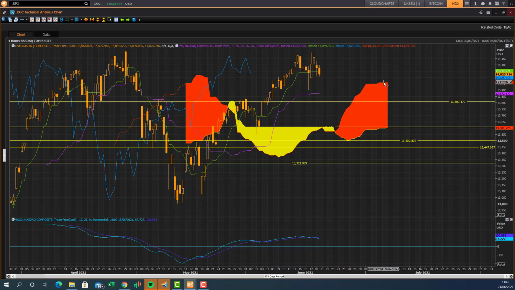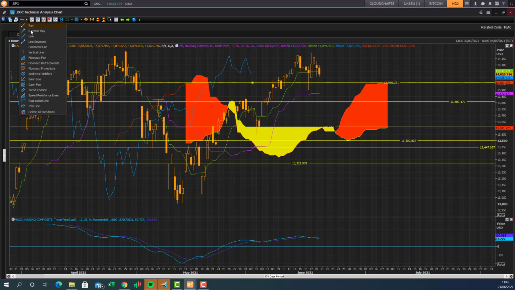Looking at the 4 hour, the key level to watch out for is this front end cloud level there. That could come in as a support zone, 13960 in the Nasdaq Composite, as well as the bottom end here, the standard line. That's also a support level, a potential rebound zone to watch out for.